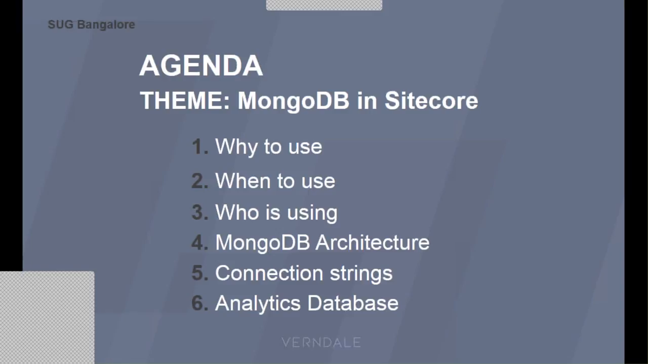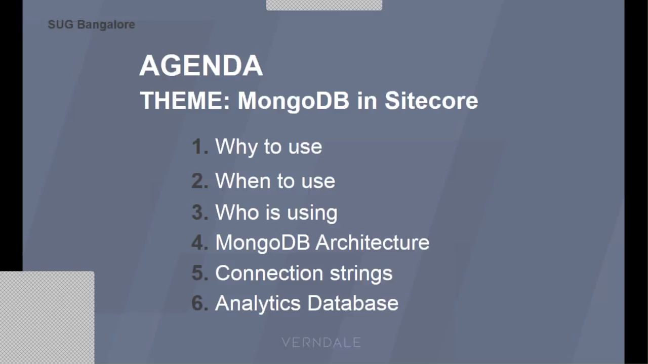So let's start. As you can see in the agenda, as part of today's session we are going to cover MongoDB in Sitecore. We're going to talk about how it works in Sitecore, which includes why exactly we should go for Mongo, and what the scenarios or situations are wherein we should go for Mongo. So when to use it, and who on the planet is actually using MongoDB as part of their enterprise solution. We'll look at that in brief, and then we are also going to cover the architecture of MongoDB, where exactly it sits in the complete Sitecore ecosystem.